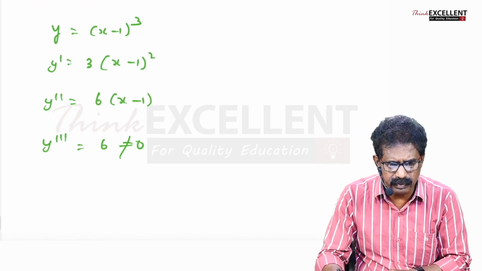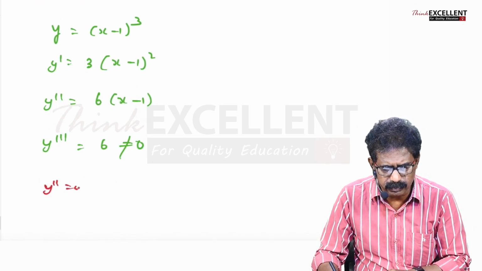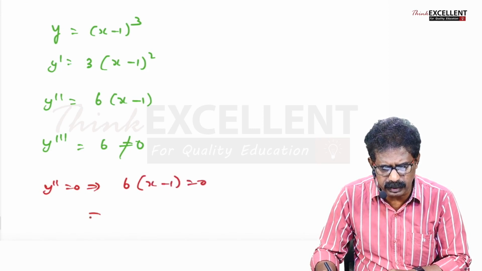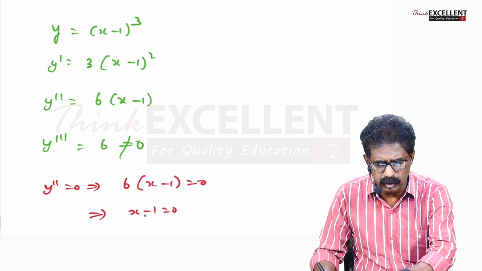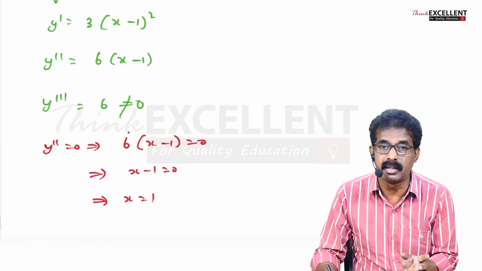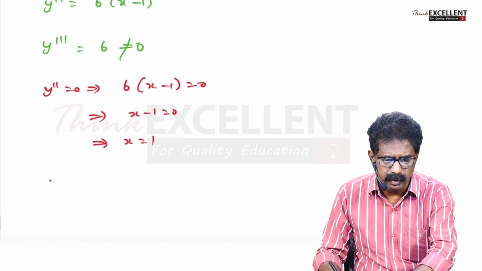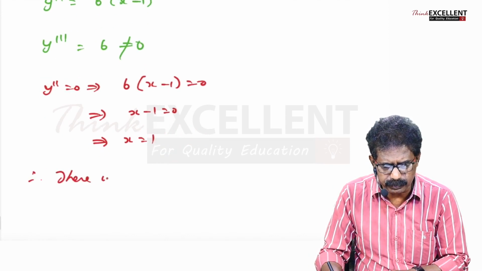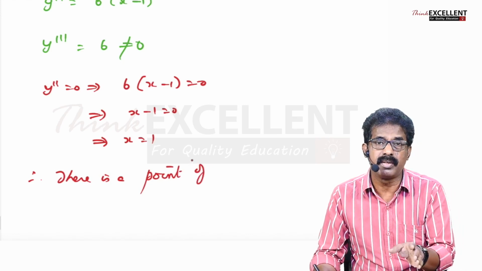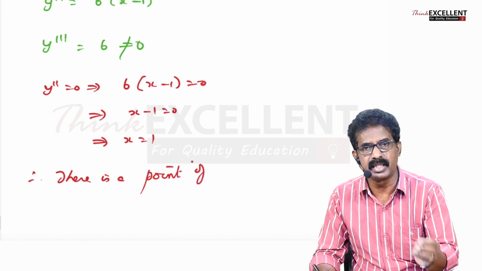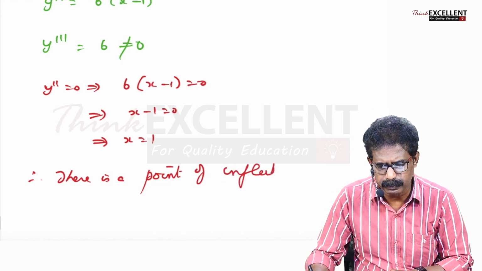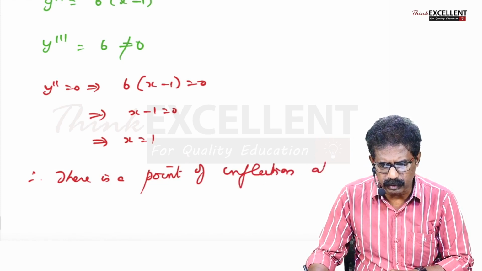So now second derivative equal to 0 you give. When you put second derivative 0, 6 into (x minus 1) equals 0, 6 cannot be 0, x minus 1 is 0, you are getting x is equal to 1. Okay, second derivative 0 and third derivative not equal to 0, you say therefore there is a point of inflection. So without concavity, convexity, if you want to find point of inflection, you use this method, okay? So there is a point of inflection at x equal to 1.